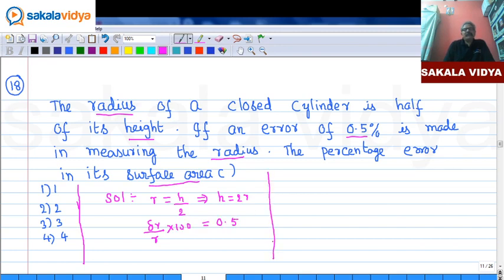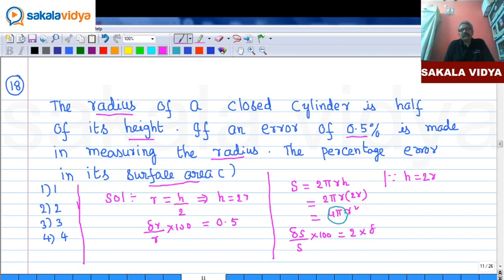Now, the surface area of a cylinder S is equal to 2 pi r h, but here we have two variables. That means we need to change into one variable, put h is equal to 2r. This is 2 pi r into 2r. This becomes 4 pi r square. So, now here 4 pi is constant. 4 pi is constant means S is proportional to r square. So, now we can write delta S by S into 100 is equal to the dimension of r, which is 2, times delta r by r into 100.